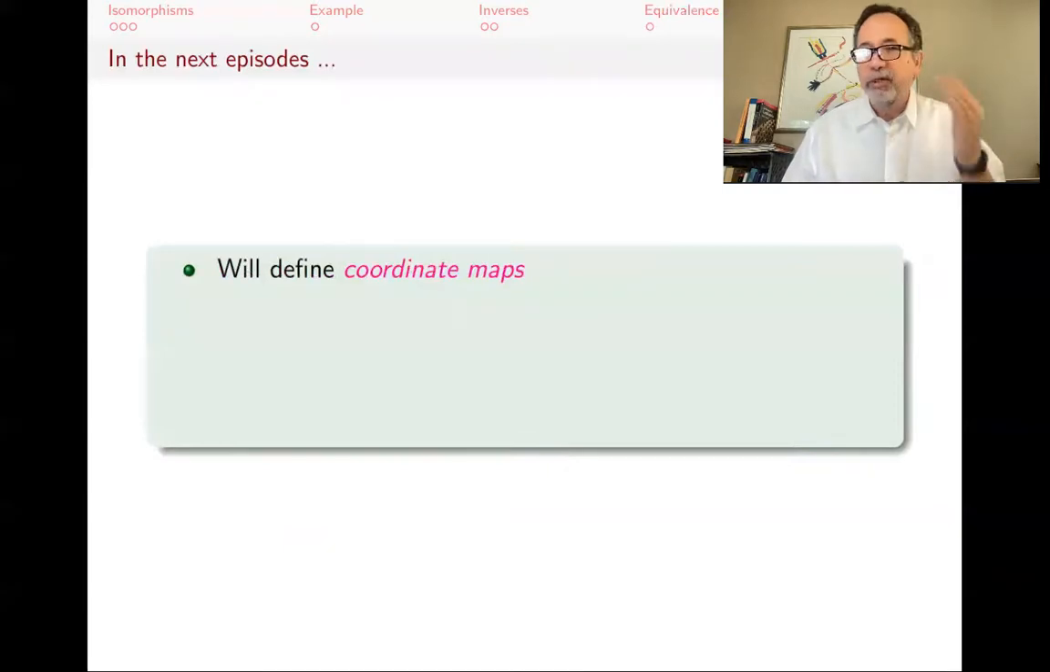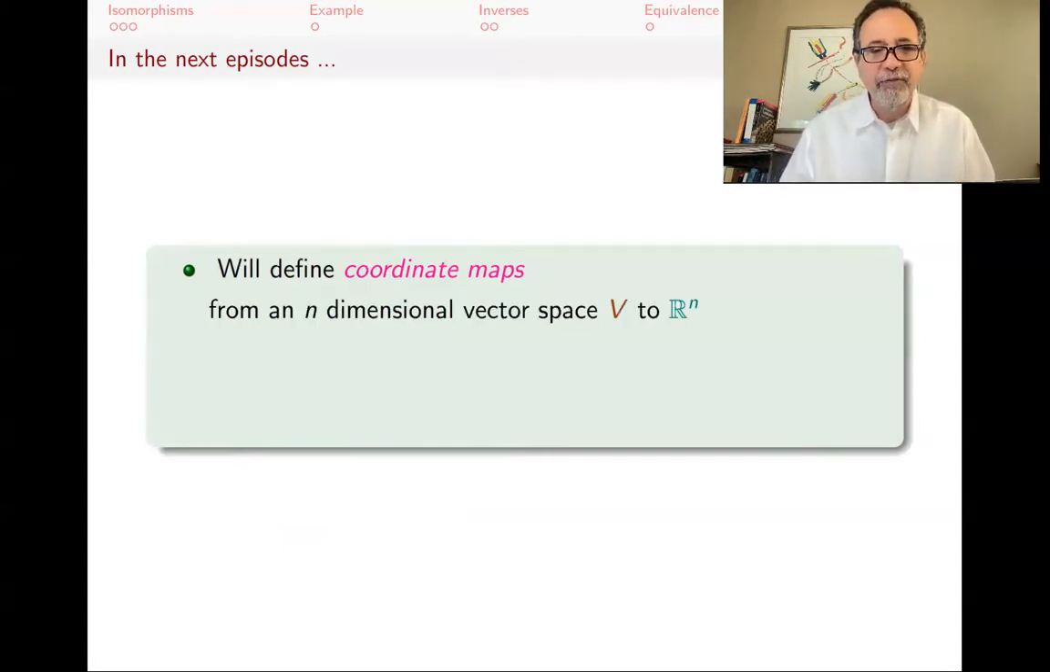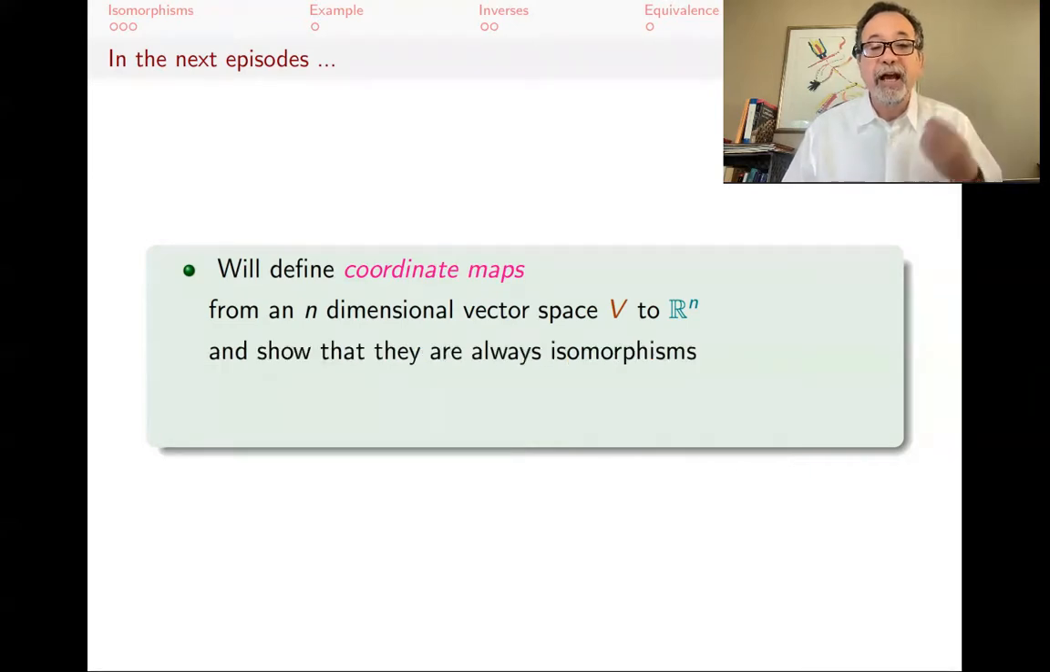Okay, so what is going to happen next? Well, in the next lecture, which comes right after this one, we will define coordinate maps, and that will give us a rich collection of isomorphisms. They go from an n-dimensional vector space V to Rn, or to Fn if the field of scalars is different. We will show that they are always isomorphisms, and this will be a rich collection of isomorphisms.